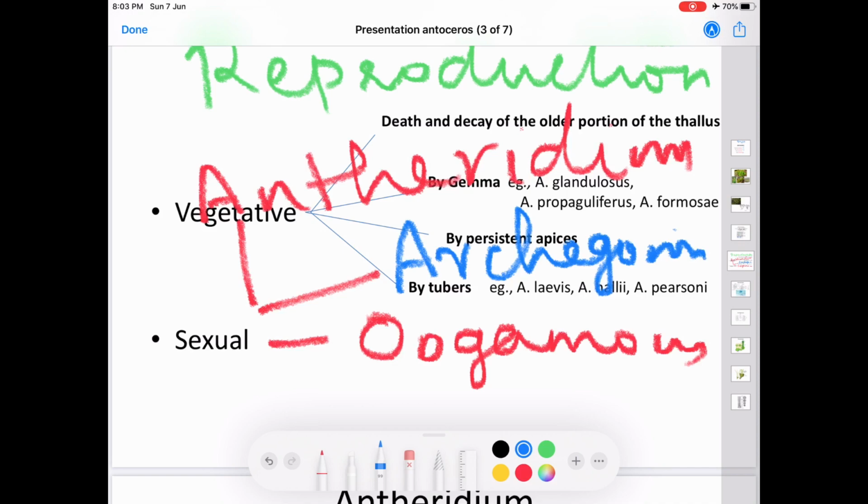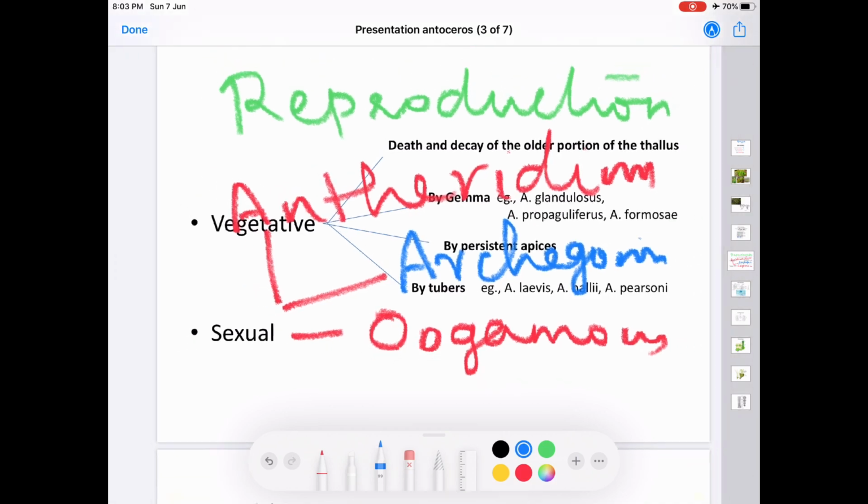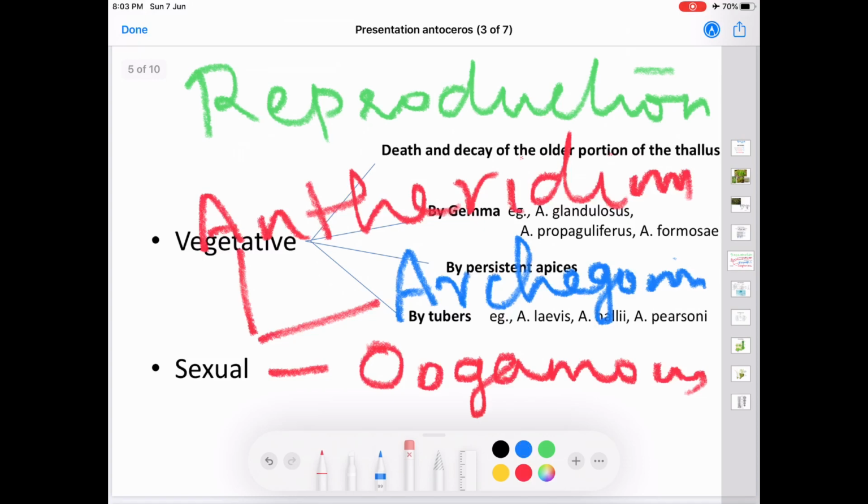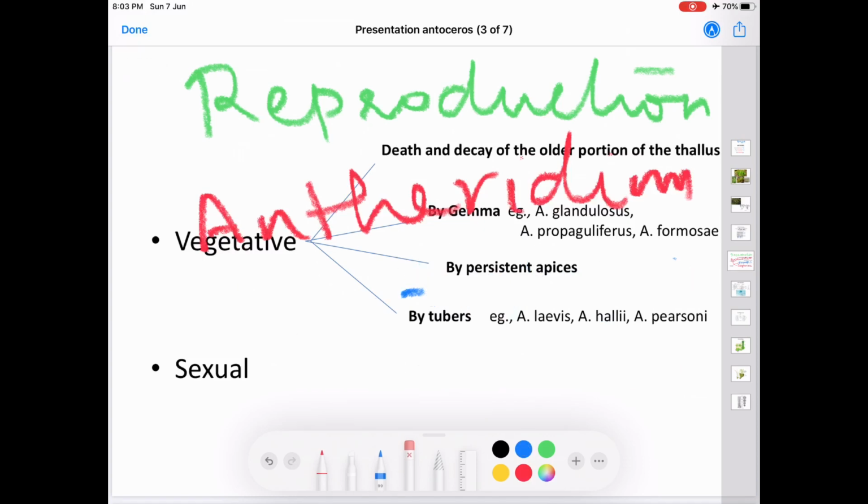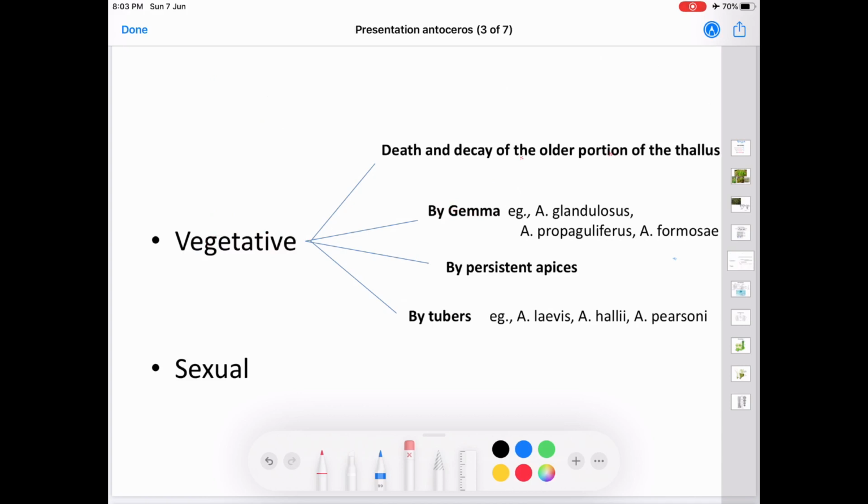The Anthoceros is monoecious, but some members are dioecious. That is, some Anthoceros species are producing the male and female reproductive organ on the same thallus, but in some other cases, the male and female reproductive organs are produced on different thallus. The first one is known as monoecious and the second one is known as dioecious. When the plant is monoecious, it is protandrous. That is, the antheridium is produced first, then it produces the archegonium.